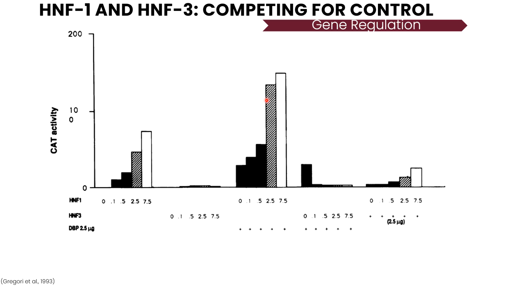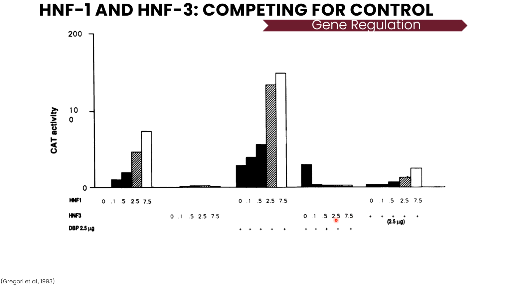Now, let's take a look at what happens when HNF3 is introduced instead. So now we're going to look at this portion of the graph where we have our HNF3. We have the same numbers that HNF1 had for HNF3, and we're adding the DBP. The DBP is still present during this experimental group here. So instead of increasing the promoter activity, as we increase the HNF3, it's reducing the DBP-dependent activation.